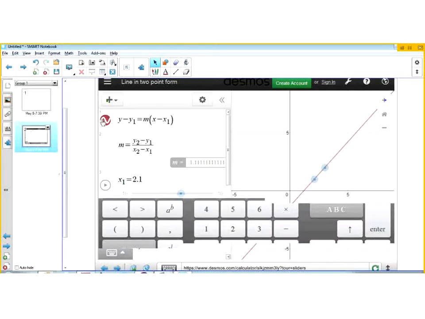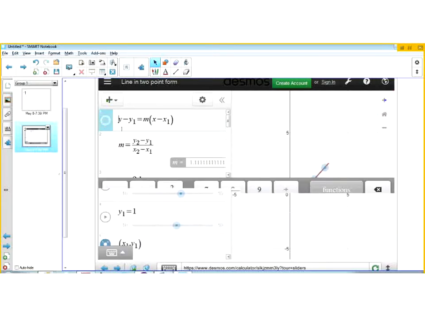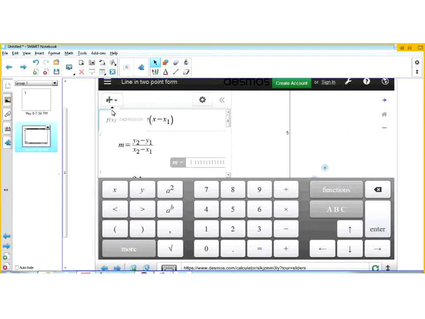Now, another representation, of course, of a straight line would be the so-called slope-intercept form. So that would be y is equal to mx plus b. Okay, so this is slope-intercept.